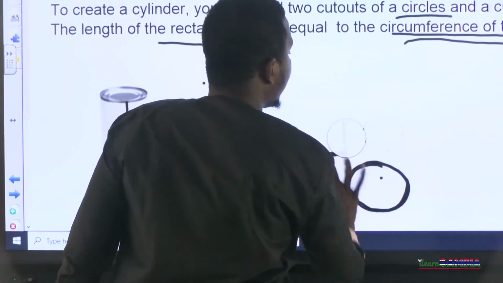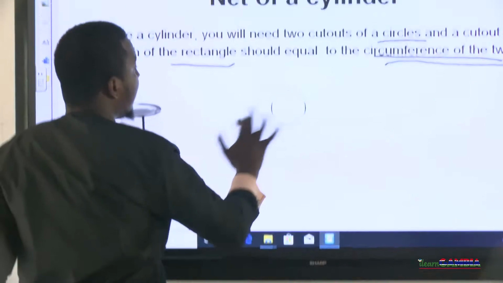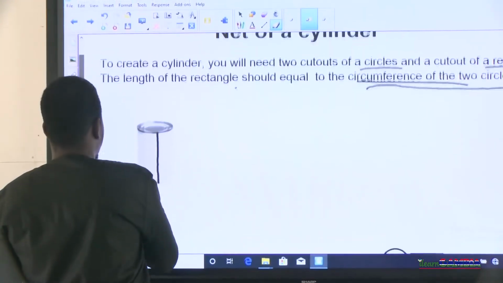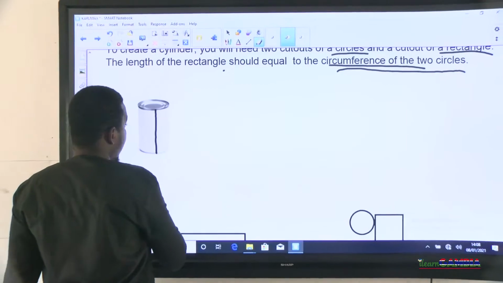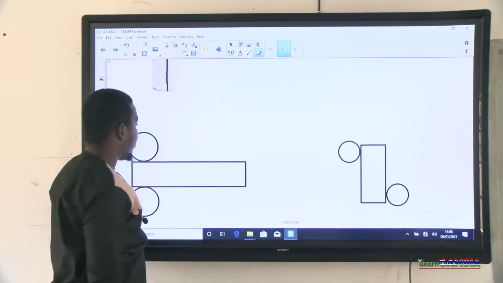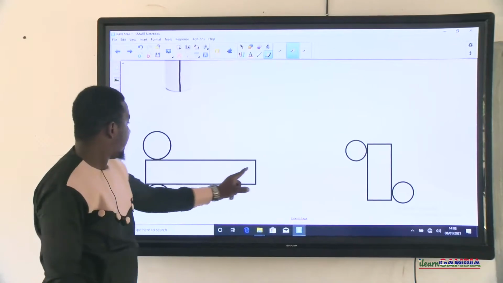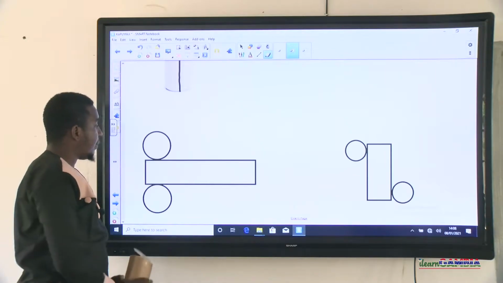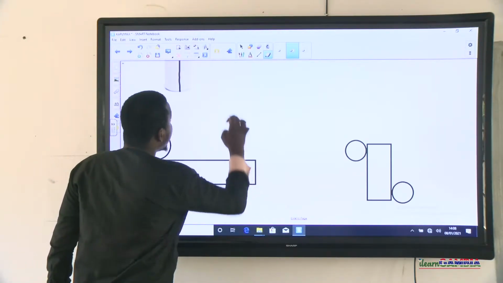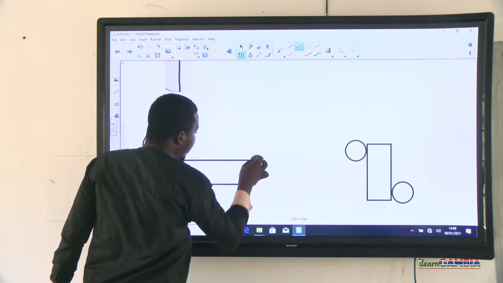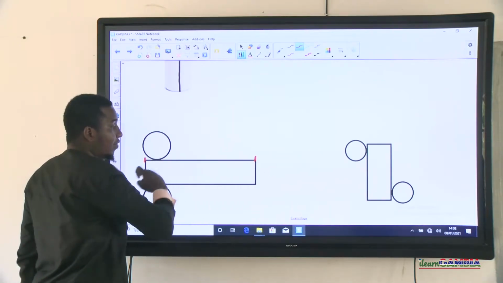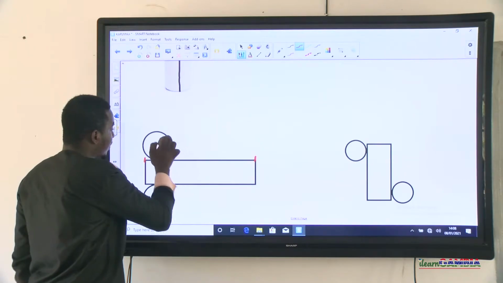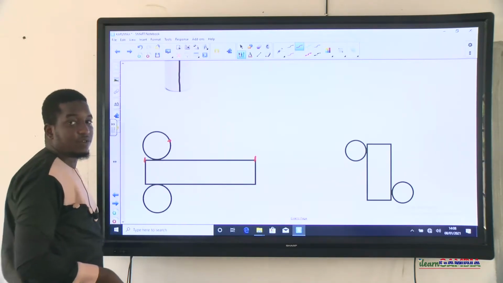So basically, whenever we are to have a cylinder, there are numerous ways to write or draw the net of a cylinder. Looking at the examples that we have here, we have a rectangle and two circles attached to it. Now remember, the length from this point to this point, which is the length of the rectangle, is equal to going around the circle from this point. That is the circumference of the circle.